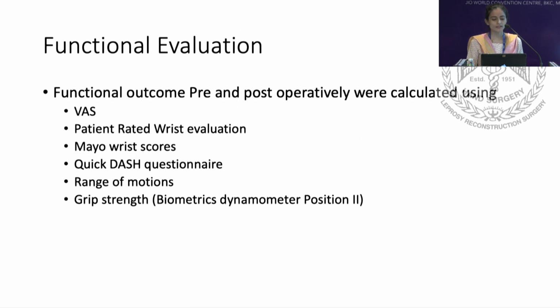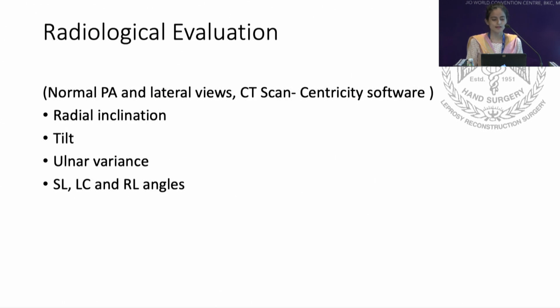So functional evaluation was done pre-operatively and post-operatively using the visual analog scale, the patient-rated wrist evaluation questionnaire, the Mayo risk score, and the QuickDASH questionnaire. The functional analysis was done using range of motion and grip strength. The radiological evaluation was done using the radial inclination, the tilt, ulnar variance, and the scapholunate, lunocapitate, and radiolunate angles.